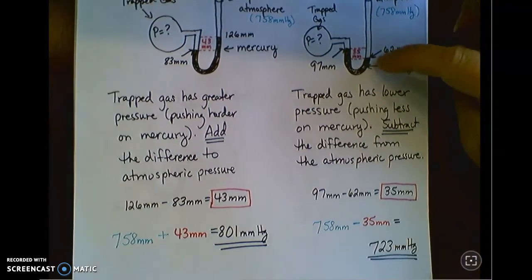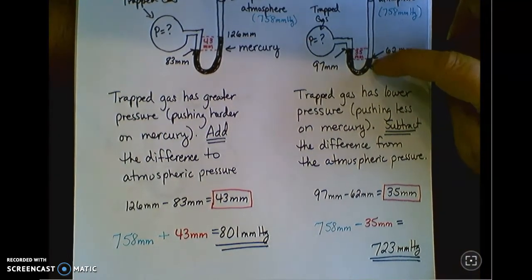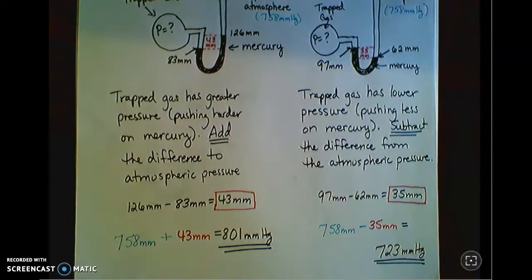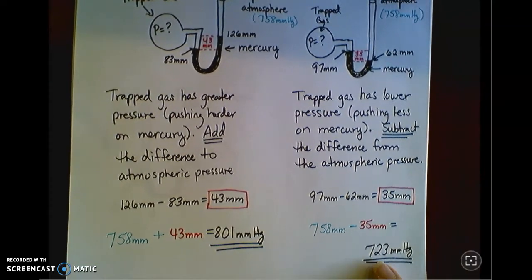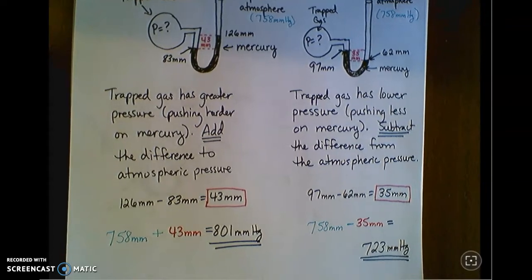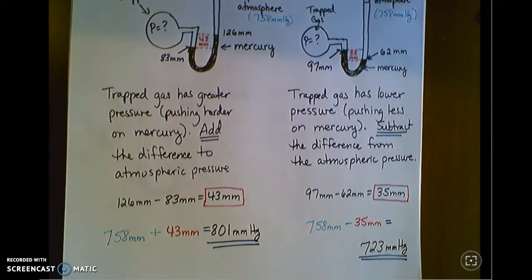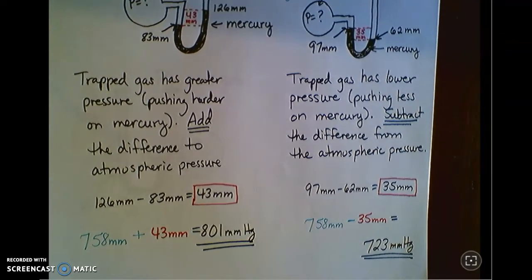On this one, again, since it's the opposite of that, the atmosphere is pushing harder than the trapped gas, I subtract the difference from the atmospheric pressure and get an answer here of 723 millimeters of mercury. So that's really all there is to manometer problems.